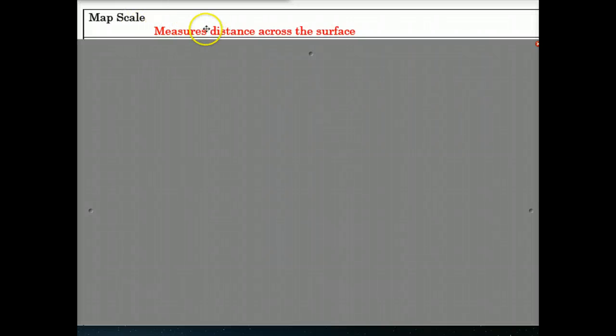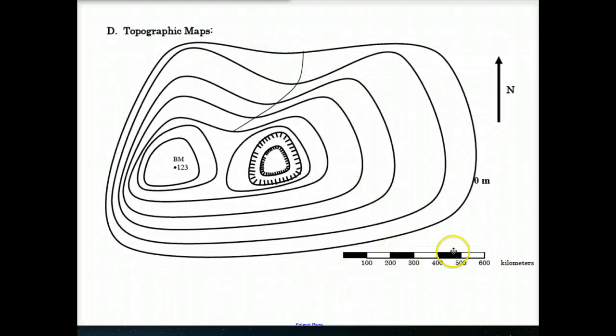So the scale measures the distance across the surface. As you can see here, our scale is right here. If I have a point here and a point here, I could take a little piece of paper, mark the paper, and then pull it over to the scale and check the distance between them.